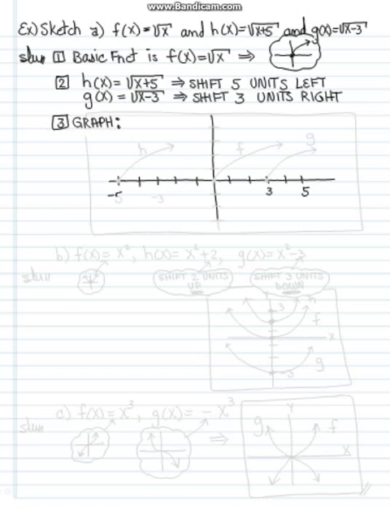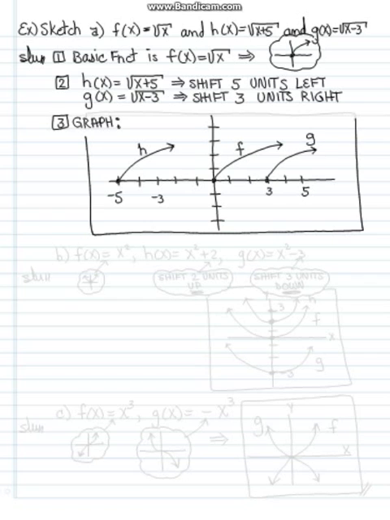On the x-axis, we have -5, -3, 3, and 5. Let's go up and down. Okay, the first function f has a point at the origin. That's just f of x equals the square root of x. Then the second function, h, that's shifted 5 units to the left. So we take that basic function, shift it 5 units to the left, and then the next one shifted 3 units to the right.